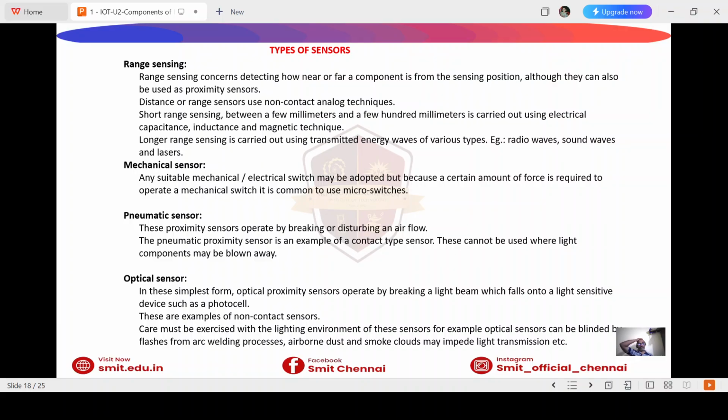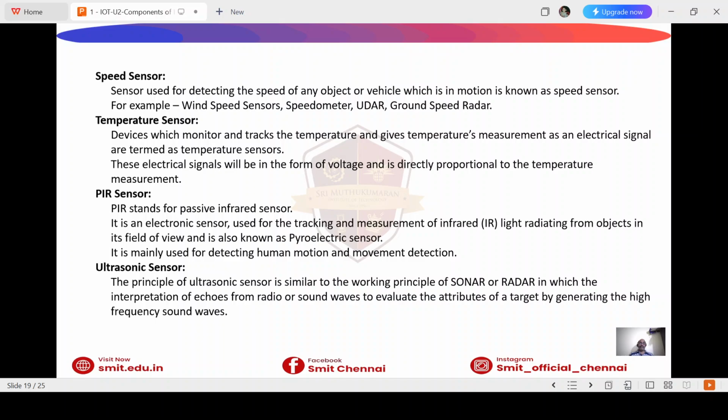And there is another sensor called mechanical sensor, and range sensor depends upon the short range or long range. It has an effect on its value. And pneumatic sensor is nothing but the air flow. And optical sensor is nothing but the breaking of a light beam which falls onto a light sensitive device such as a photocell. So these are the optical sensors. These are self-explanatory, you can go through them. And speed sensors, obviously we know, wind speed sensor, speedometers, all those things, we know that already.